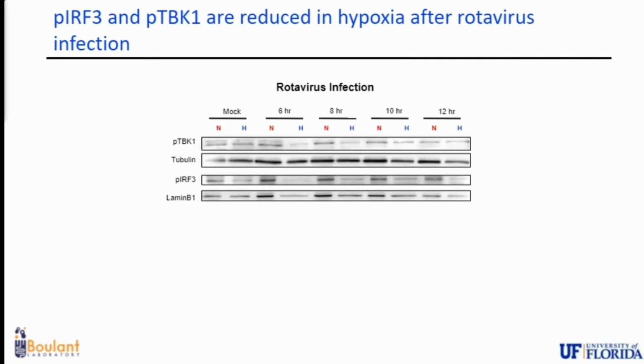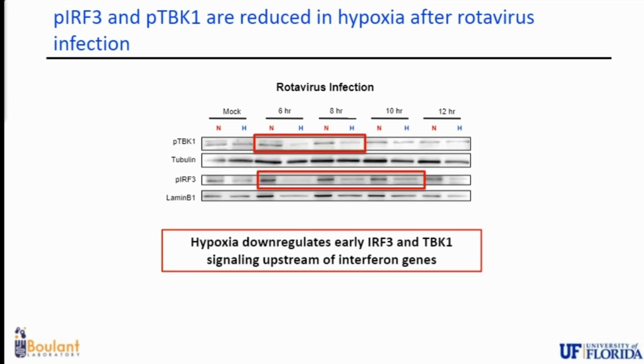And this was also true when we did a rotavirus infection. So we infected the cells with rotavirus and placed them under normoxia or hypoxia, and you can clearly see here that, again, under hypoxia, you have less phospho-TBK1 and less phospho-IRF3. So hypoxia downregulates early IRF3 and TBK1 signaling upstream of the interferon gene.